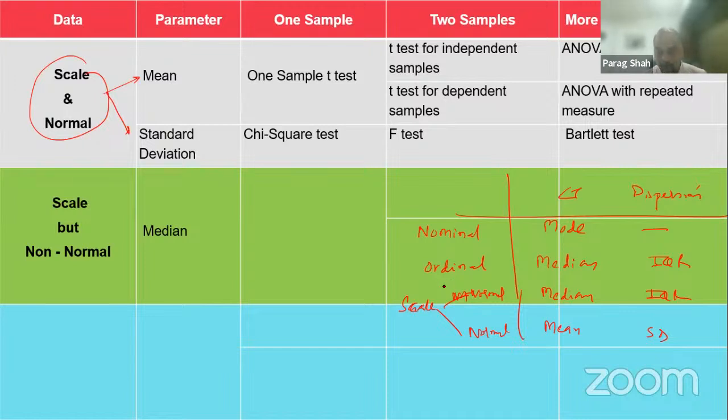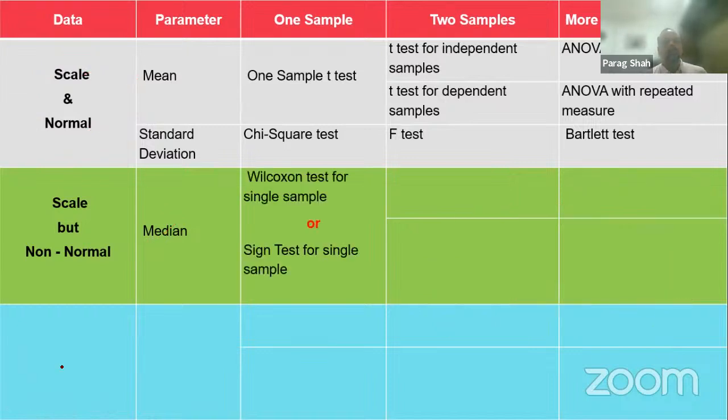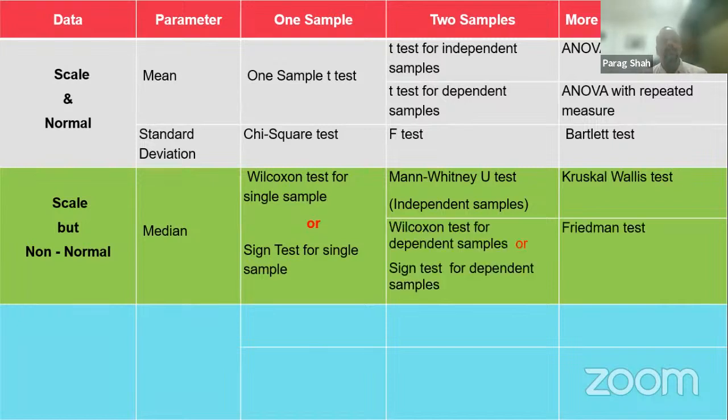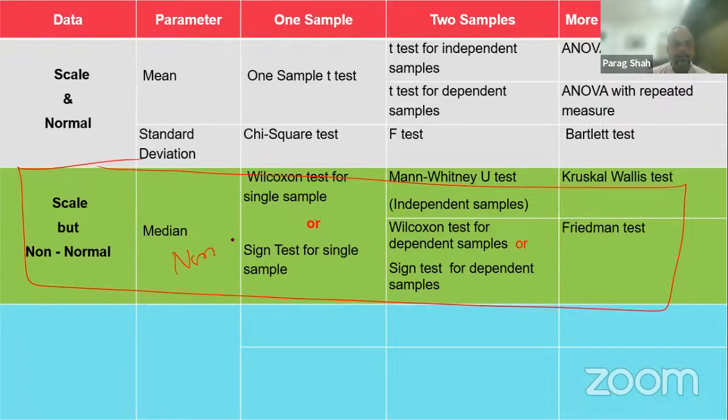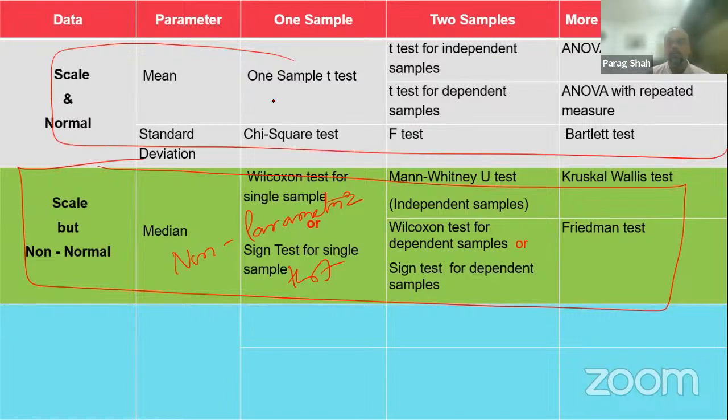If your data is not normal, here it is not normal, I cannot go for mean, only median. This is the median. That is why median comes into the picture. And in that scenario, we have to go for Wilcoxon test for one sample, Mann-Whitney for two samples, and Kruskal-Wallis for more than two samples. If they are dependent, then we go for Wilcoxon for dependent and Friedman test. These are all called non-parametric tests. And these are all called parametric.